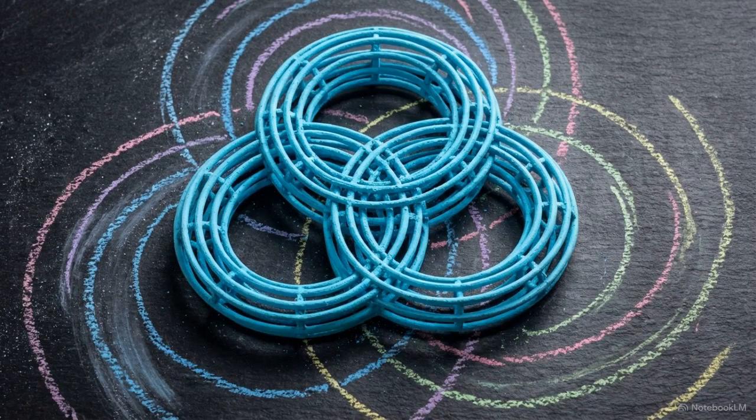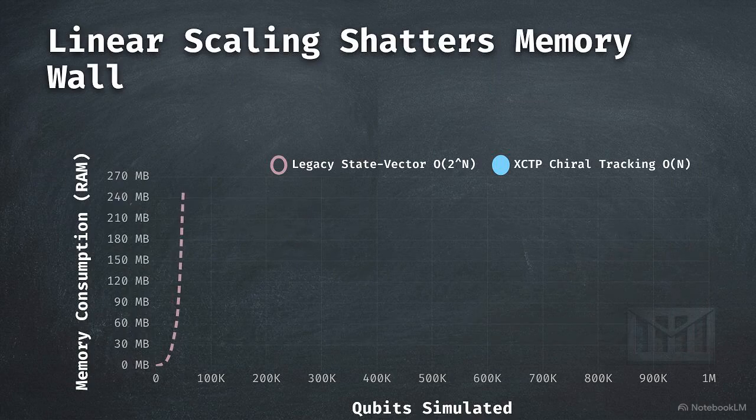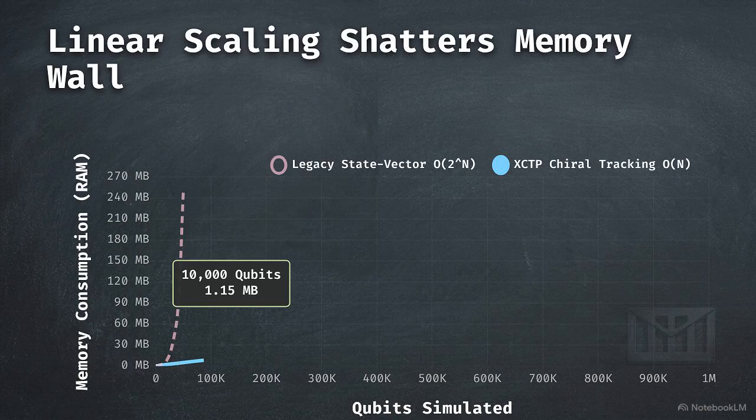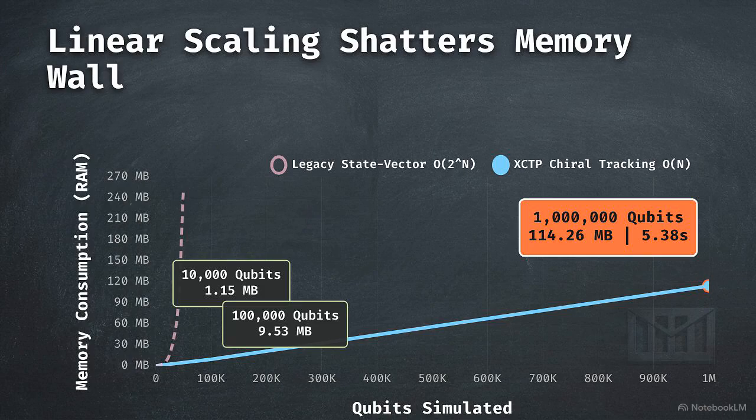The Xylatic Toral processing platform, or XCTP, utilizes a chiral nested trilateral architecture to bypass these memory limits. This chart shows the XCTP linear scaling baseline compared to the legacy exponential curve. The engine simulates 10,000 qubits using 1.15 megabytes of RAM and 100,000 using 9.53 megabytes. A 1 million qubit benchmark resolved in 5.38 seconds, consuming 114.26 megabytes.